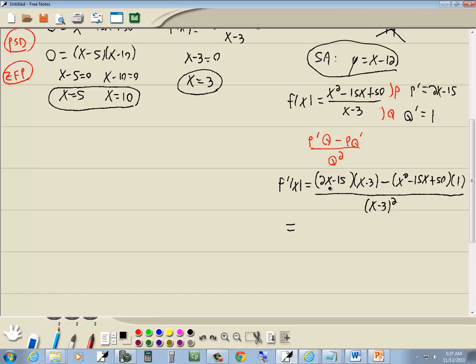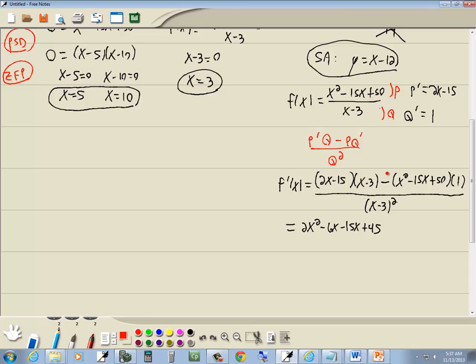Well, let's get rid of these parentheses, combine together like terms. 2x times x is 2x squared. 2x times negative 3 is negative 6x. Negative 15 times x is negative 15x. Negative 15 times negative 3 is 45.